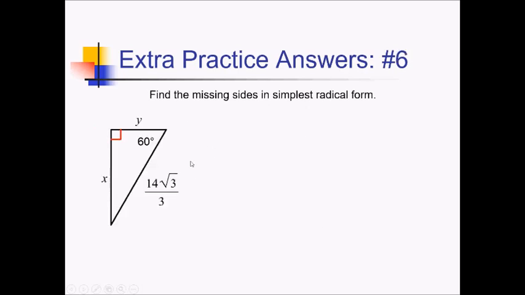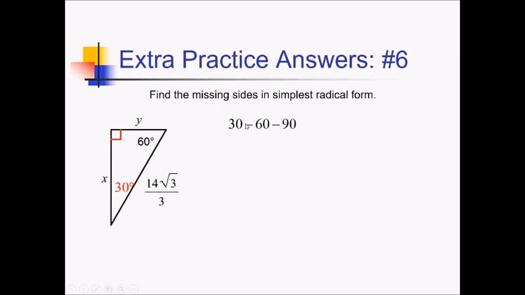For this problem, trying to find my missing sides with only one side given in a right triangle, since I can't use the Pythagorean theorem with only one side, let me try special triangles. If I got 60 degrees there, that means that 30 degrees is my other angle. So this is a 30, 60, 90 triangle.